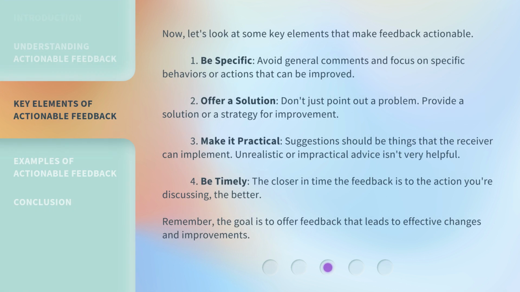Now, let's look at some key elements that make feedback actionable. 1. Be specific. Avoid general comments and focus on specific behaviors or actions that can be improved. 2. Offer a solution. Don't just point out a problem. Provide a solution or a strategy for improvement.